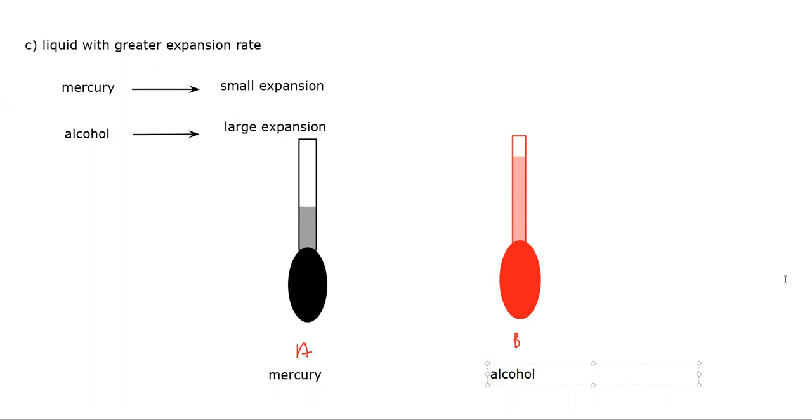Then another property, you can take the screenshot. So we started the features of a thermometer: lower fixed point, upper fixed point. Then we discussed sensitivity. Then it is responsiveness or quick acting. For a larger bulb, it should be less sensitive. It will take longer time to rise.